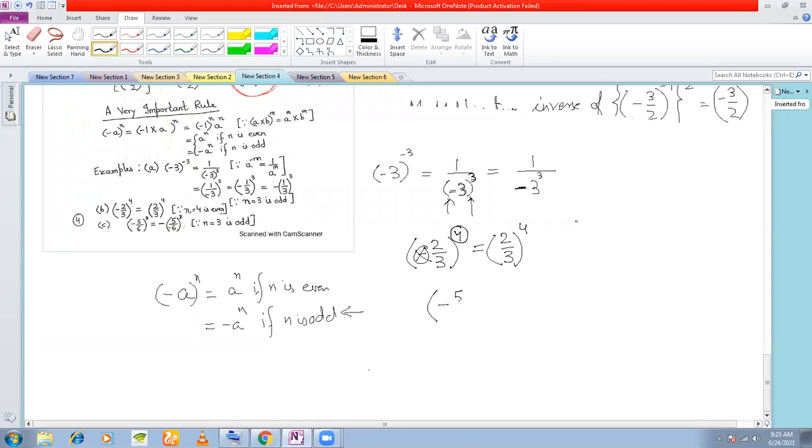One more example. Let us say minus 5 by 6 whole cube. Then what will happen? Power here is odd. That means I will have to retain the negative sign. So I simply remove the brackets, I write a minus sign and I raise 5 by 6 to the power of 3. Clear? Yes, sir. Or should I give more examples? No, sir. So remember this rule. This is also a very important rule.